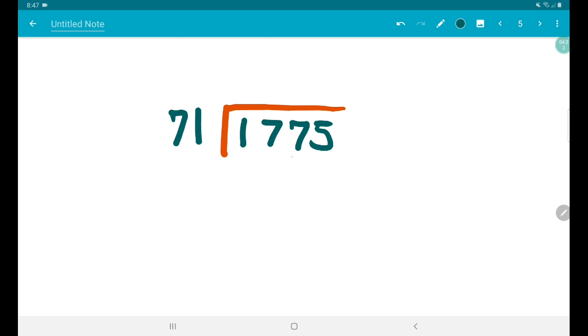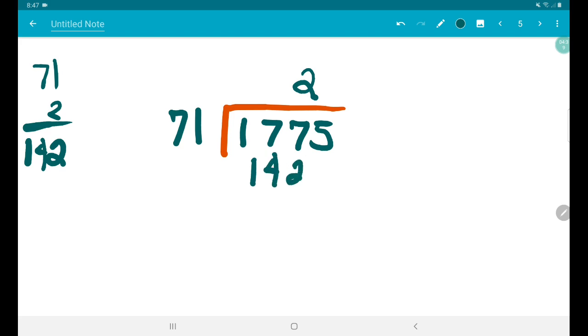177 divided by 71. Dalawa. Kasi 71 times 2 is 142. So, pag nag-times tayo, ready na tayo. So, 2 times 71 is 142. And then, subtract. So, 7 minus 2 is 5. 7 minus 4 is 3. 1 minus 1 is 0.